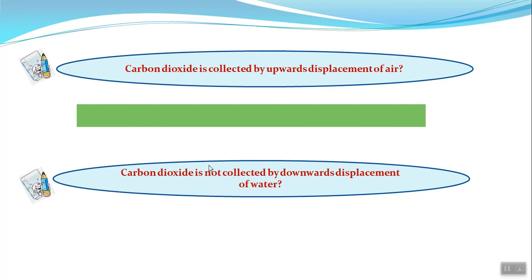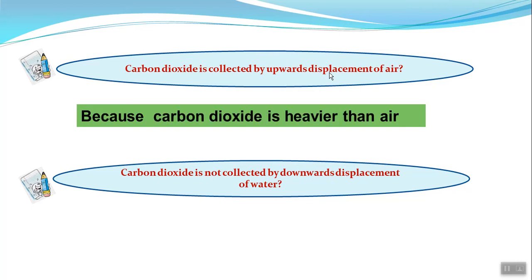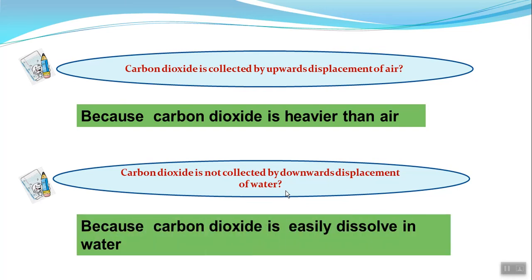Okay, here are two important give reasons. Carbon dioxide is collected by upward displacement of air because carbon dioxide is heavier than air. Why can't I collect carbon dioxide like oxygen, by displacement of water? Because carbon dioxide is not like oxygen. Carbon dioxide dissolves easily in water, so it will mix with water and I can't collect it. These are two important give reasons concerning the preparation of carbon dioxide.